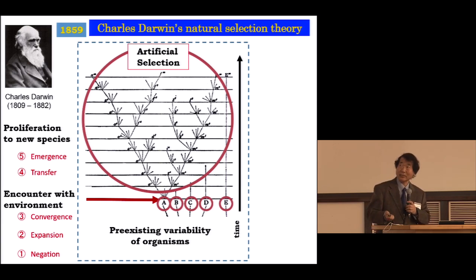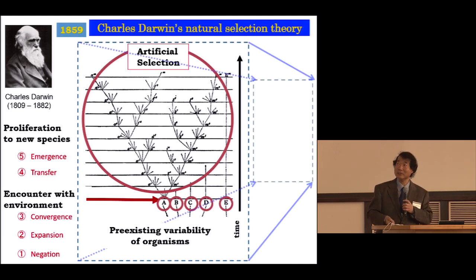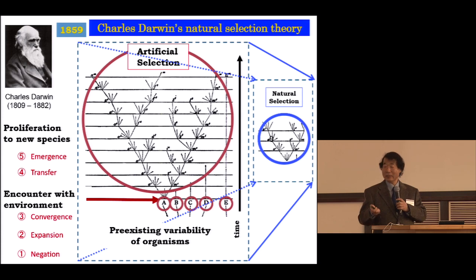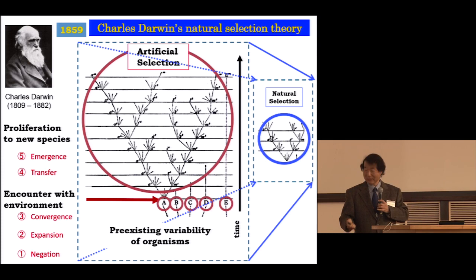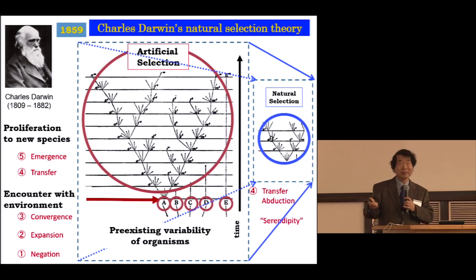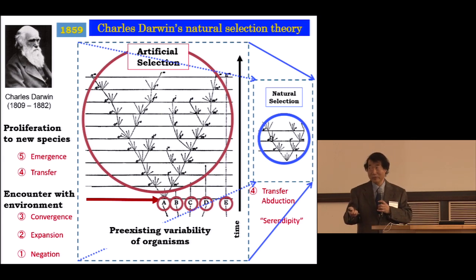But he suddenly realized the same selection also is possible at the level of the natural world. This is the reason why Darwin called the selection natural selection. Such a big jump is just transference, or transfer, or abduction, because of serendipity.